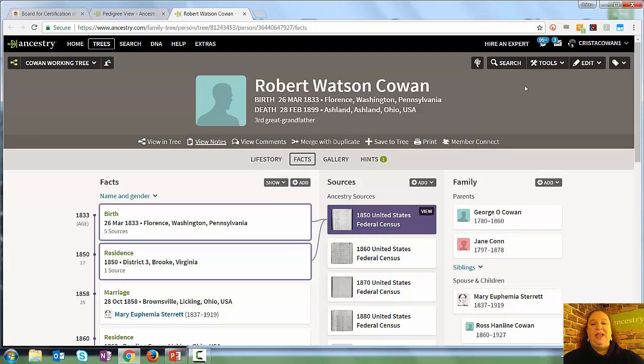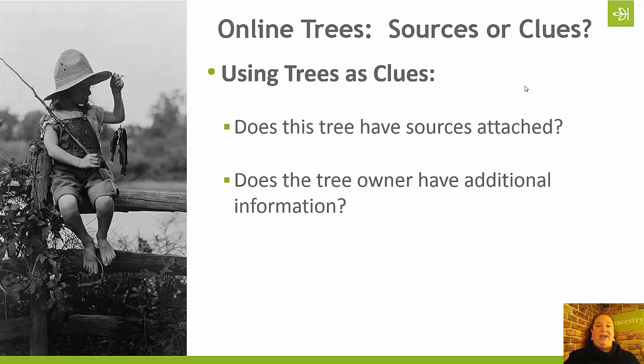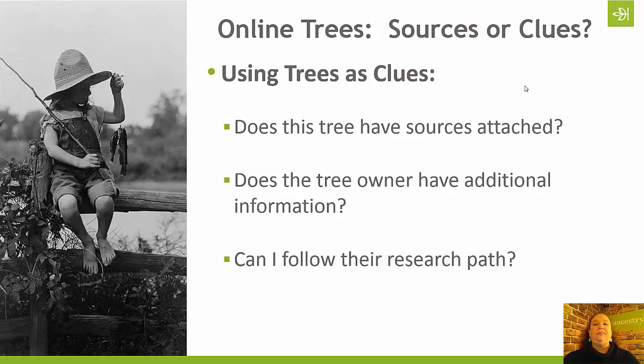Now that was a whole big, long way to just explain that you should reach out to each other, contact the tree owner, and see if they have additional information. Some will be more than willing to share, some might not respond to you at all, some might be a little hesitant to share their research. Everybody kind of has their own way of approaching communication with cousins, but it doesn't hurt to reach out and just make some inquiries.